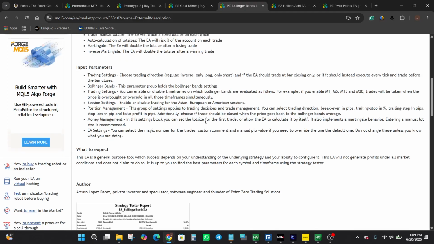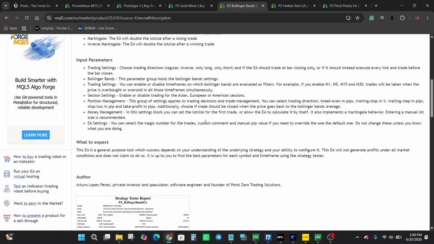Now let us move over to the historical backtesting results. Since this EA is designed as a configurable trading framework rather than a single fixed setup, historical testing results will depend heavily on the selected parameters, the trading behavior, filters, and money management settings. So this makes thorough testing especially important.